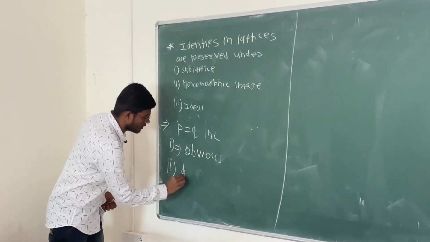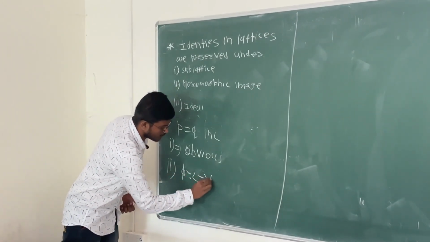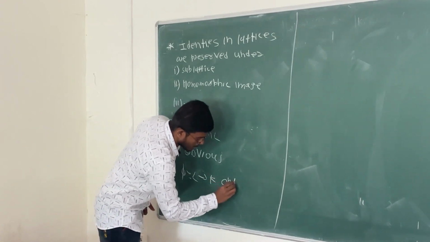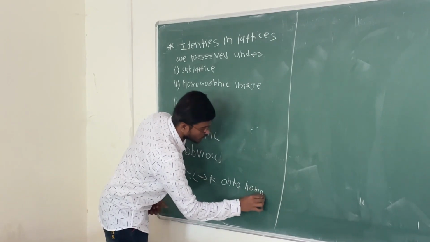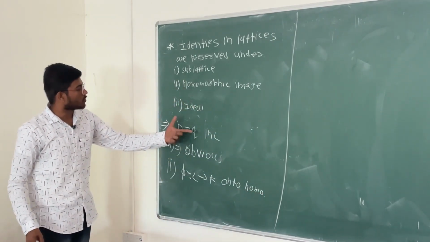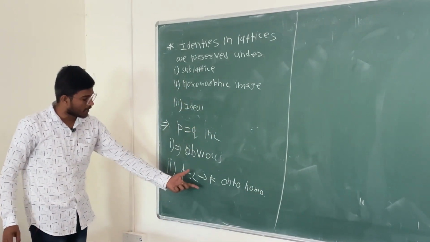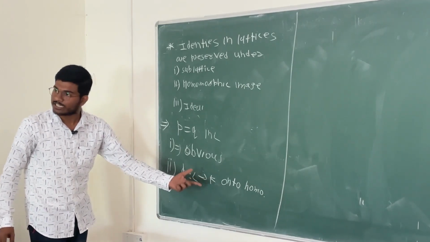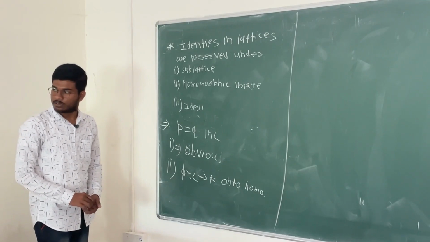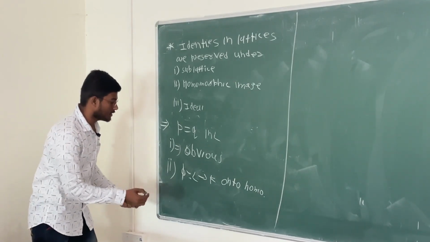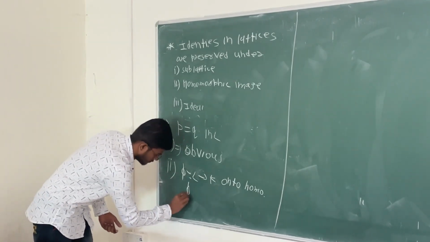So let us take phi be a homomorphism from L to K, be an onto homomorphism. So we know that P is equal to Q in L, we have to show that P equal to Q also holds in K under this homomorphic image. So when you say onto, that is same as saying, right, K is equal to phi of L, right? Yes, K is equal to phi of L.